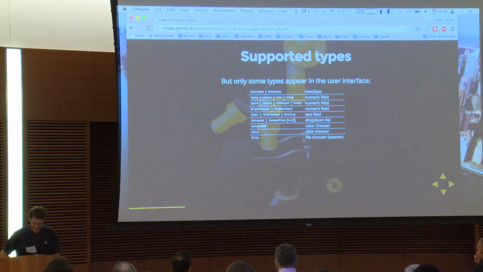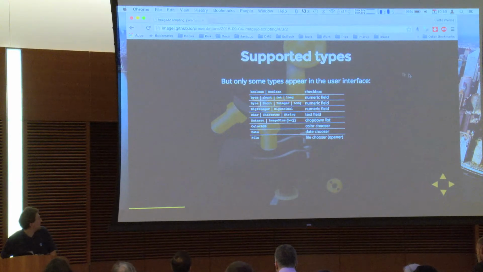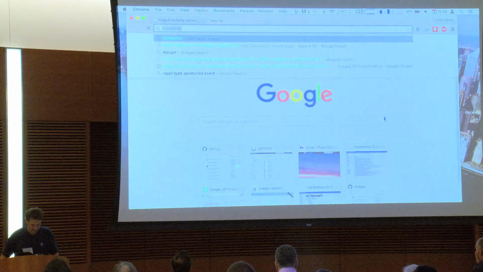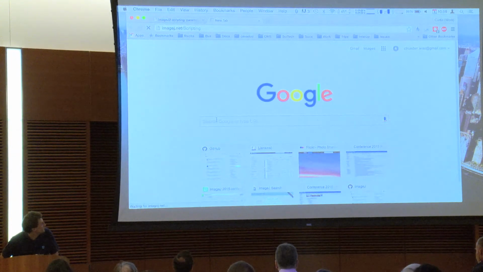Is there a way to specify a default value for a parameter? Yes, you say value equals. And if you want to know about how this works, actually, ImageJ.net/scripting is part of the developer pages.